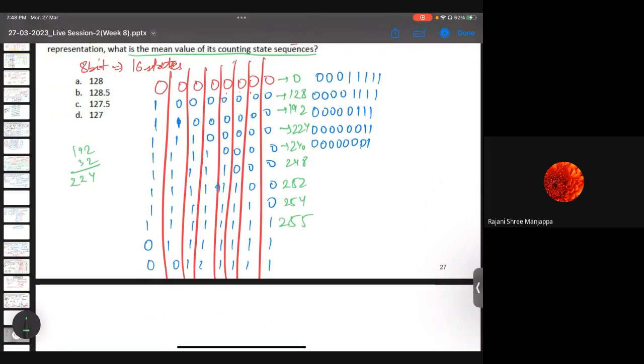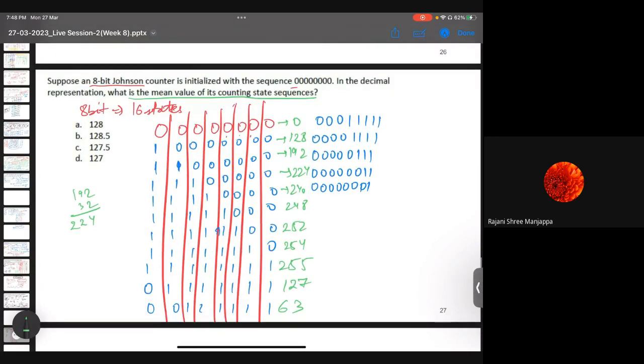Now, what is this? This is 127, I guess. This is 63. If I'm not wrong, this is 31. This is 15. This is 7. This is 3. This is 1. You can recheck if I have written all the values correctly.